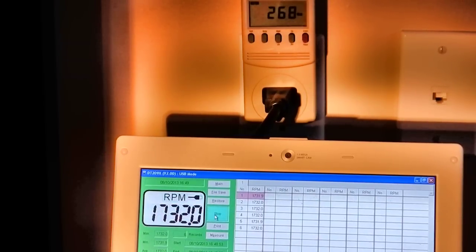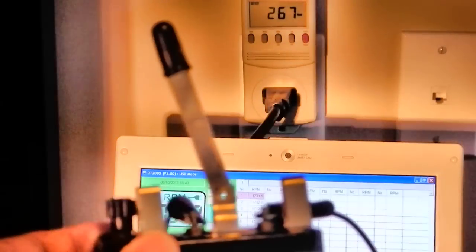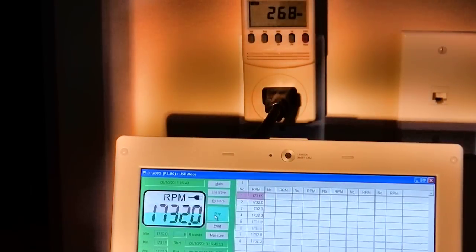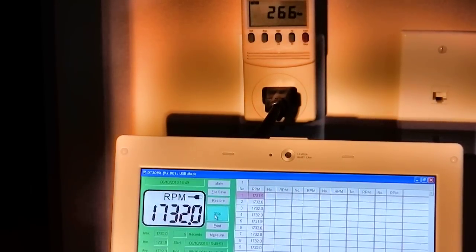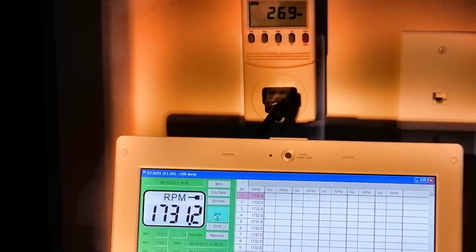All right, so with our 21 gauge monofilar wire, the input to the motor is 30 hertz, and I'll show you guys here. The switch is open, our power is about 267 watts, and our speed is about 1732. I'm going to record those values. Okay, so now I'm going to short it, and we're going to see if anything interesting happens.